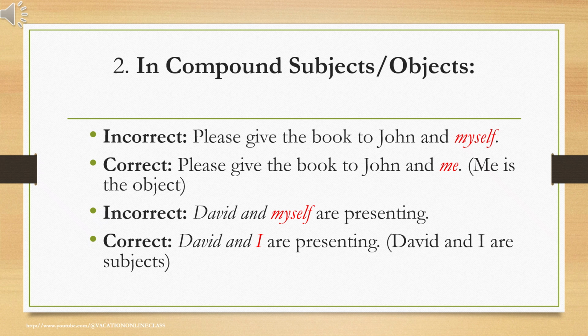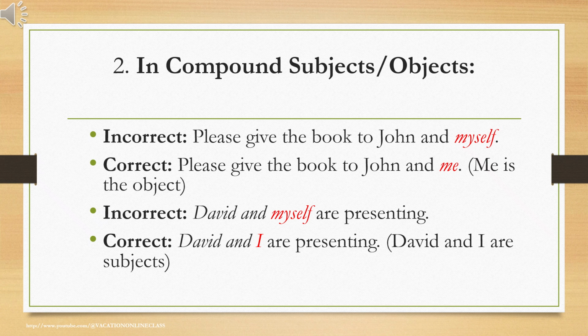Common mistakes. We also make mistakes with reflexive pronouns when we are dealing with compound subjects and objects. Let's look at this sentence. Please give the book to John and myself. You could see that the subject of the sentence is not myself, it's not I. So myself will not get a subject to reflect to. The correct one should be, please give the book to John and me. Me is the object.